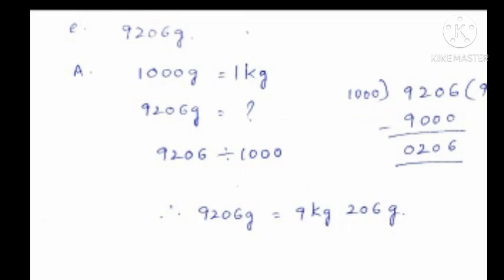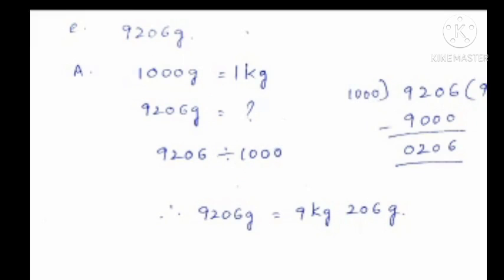E sum. 9206 grams we have to convert into kilograms and grams. Let us see the relationship between grams and kilograms. 1000 grams is equal to 1 kilogram. 9206 grams is equal to how much? So what should we do? 9206 divided by 1000. Here we do the division.